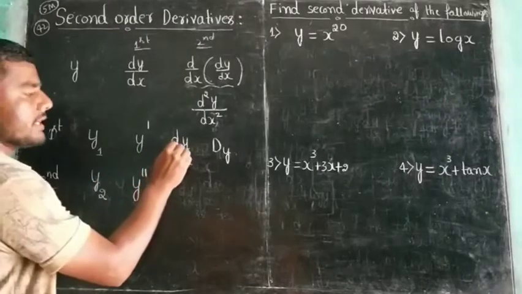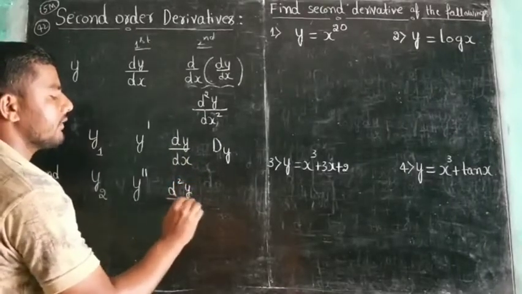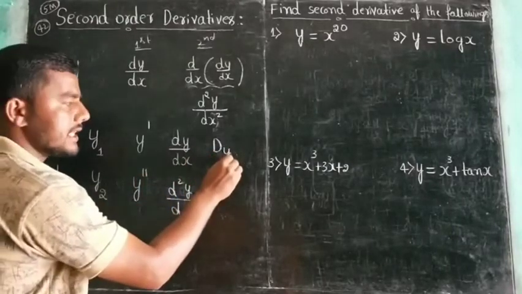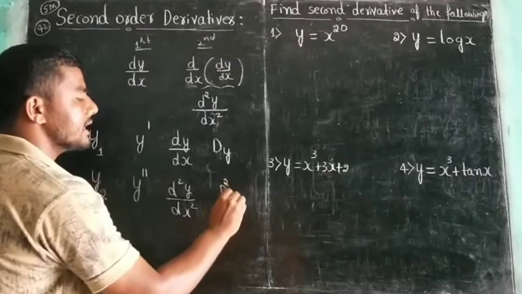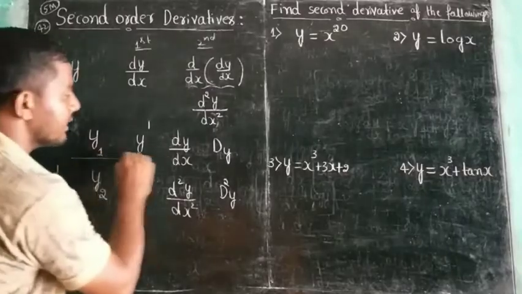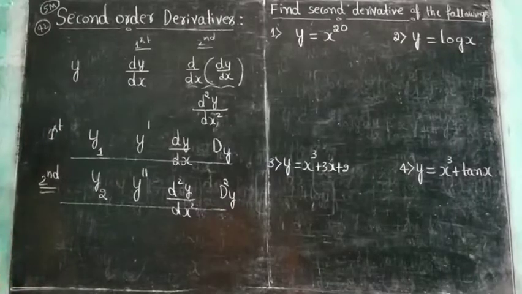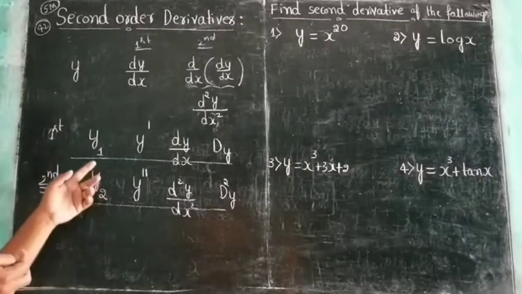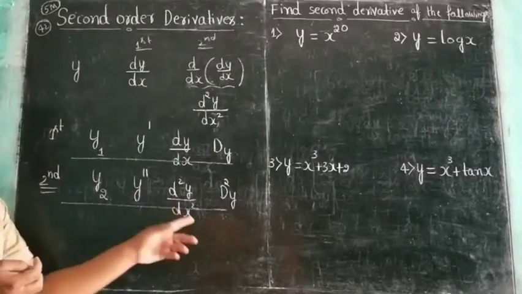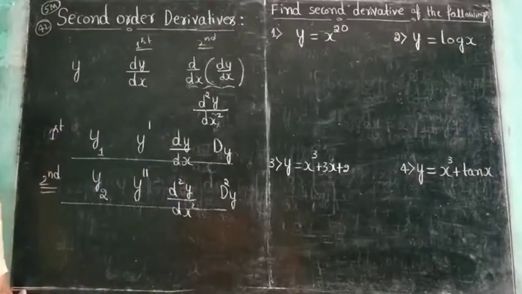If the first derivative is dy by dx, then the second derivative is d square y divided by dx square. If the first derivative is dy, then the second derivative is d square y. These are all the notations, and they are all equal. In the examination, instead of y2, they may give d square y divided by dx square. These are all the same concept.